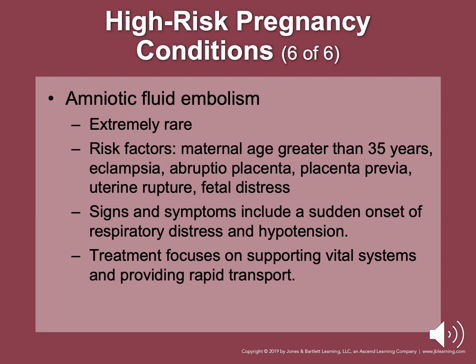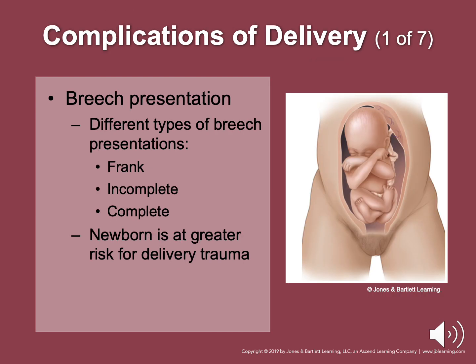Limb presentation. In rare cases, the presenting part of the newborn is a single arm, leg, or foot. The newborn must be delivered surgically at the hospital. If the limb is protruding, cover it with a sterile towel. Place the patient on her back with her head down and hips elevated to prevent further trauma to the newborn that could result from the patient's continued position. Transport rapidly.